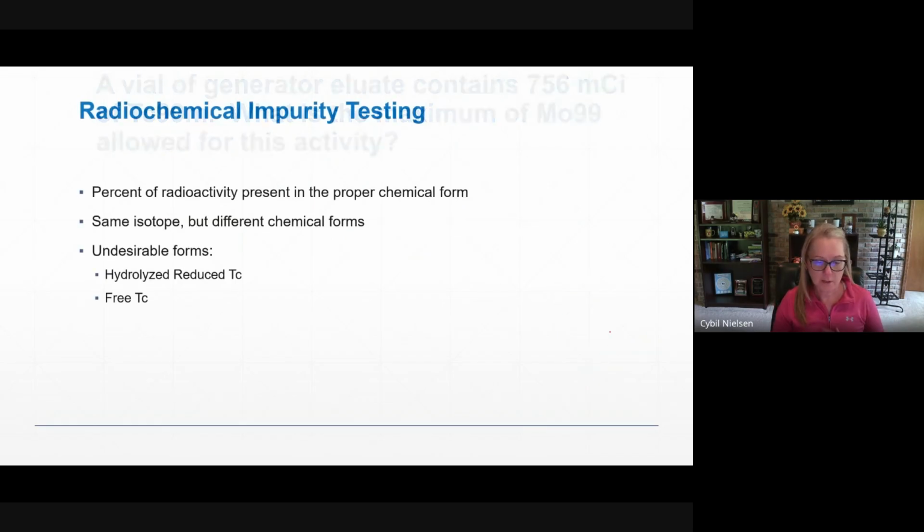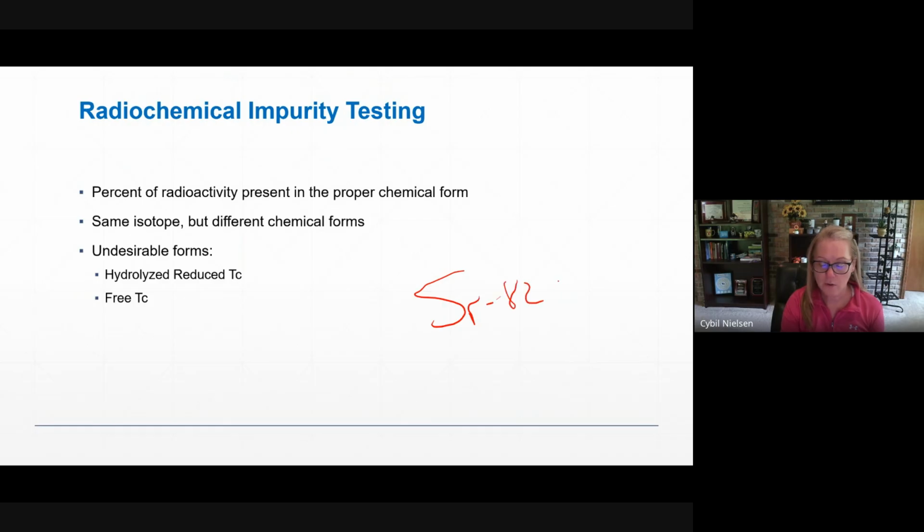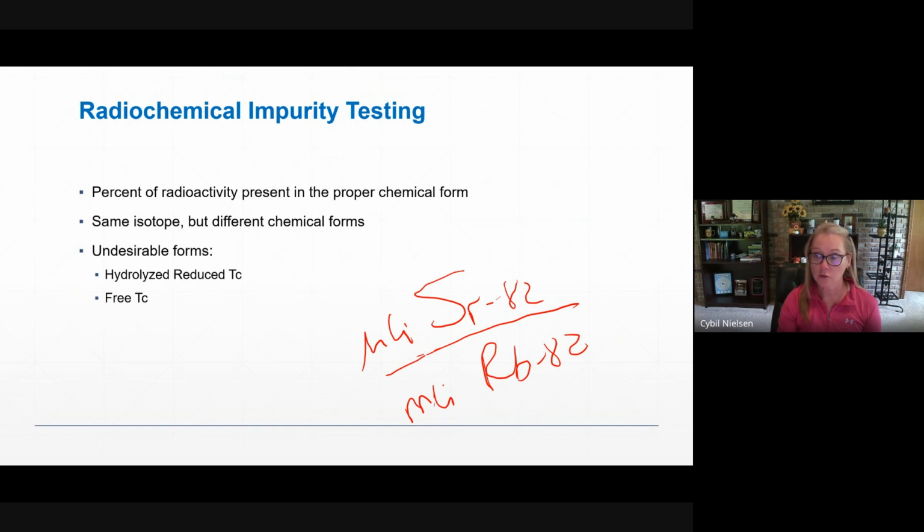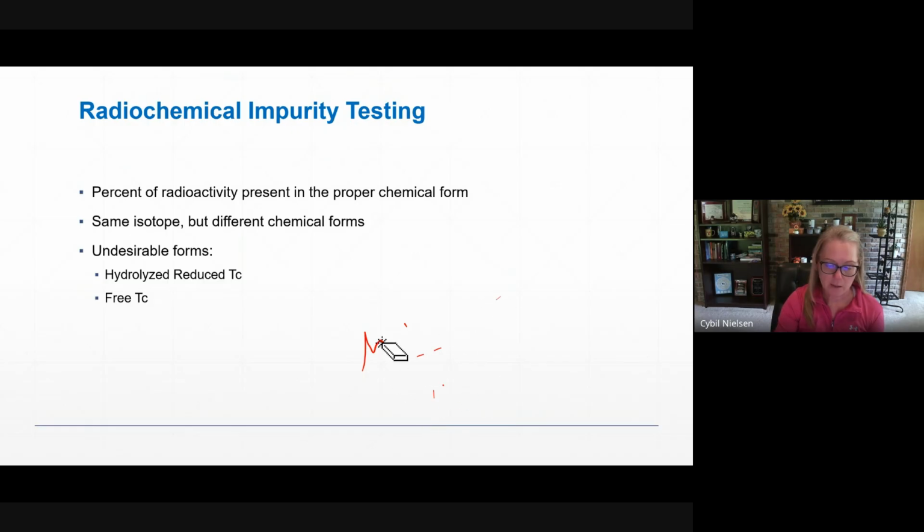All right. So that's radionuclidic impurity. We also do radionuclidic impurity on the strontium 82, rubidium 82 generator. And when we do that, it's still going to be microcuries of strontium 82 per millicurie of rubidium 82. So if you get a radionuclidic question about that, it's strontium 82 because strontium 82 decays into rubidium 82. It's going to be set up the same way. Okay, let's move into radiochemical purity testing.